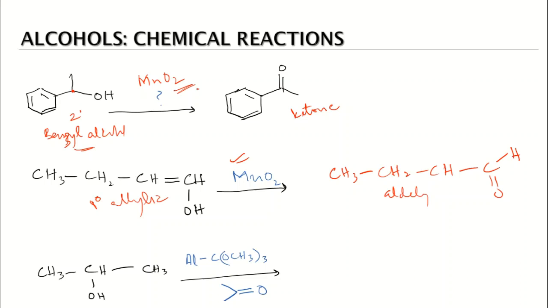Okay, now another example. This is an alcohol, and this is a 2-degree alcohol, because this hydroxyl group is attached to a carbon which is a 2-degree carbon. So this is a simple 2-degree alcohol, and we are using the reagent aluminium isopropoxide, in the presence of acetone as a solvent in this case.